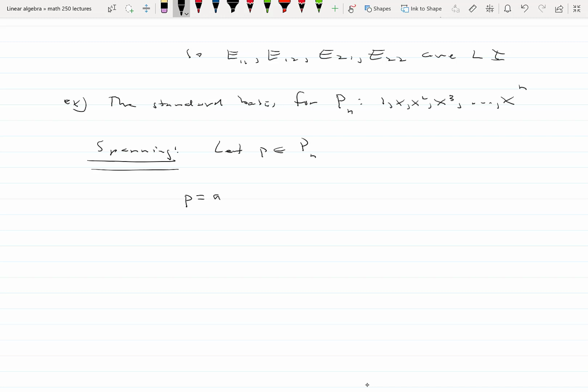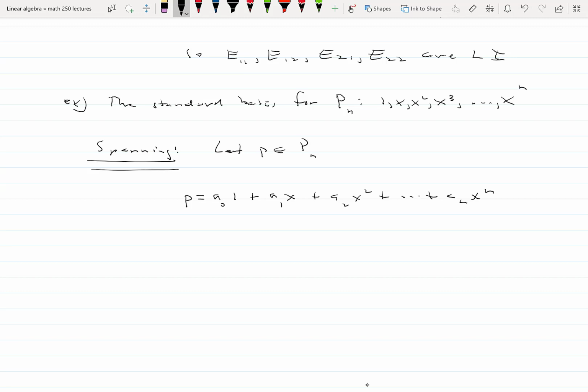p has to look like a0 times 1 plus a1x plus a2x squared plus all the way up to anx to the n. Why? Because that is what an element of Pn looks like. Pn is the set of all polynomials of degree less than or equal to n. There's the form of a polynomial of degree less than or equal to n. The constants a0 through an are just scalars. Some of them can be equal to 0. An could be 0, in which case we have an n minus first degree polynomial, etc., etc.